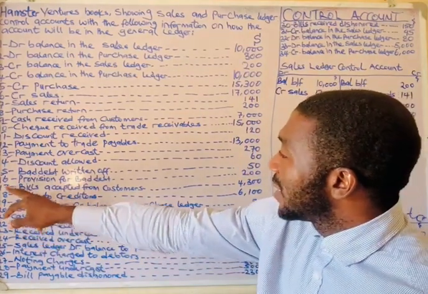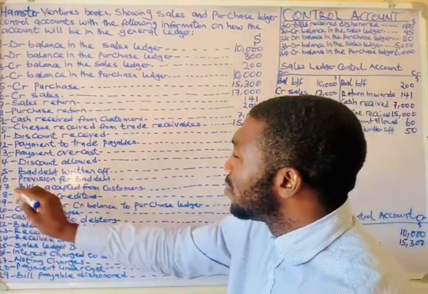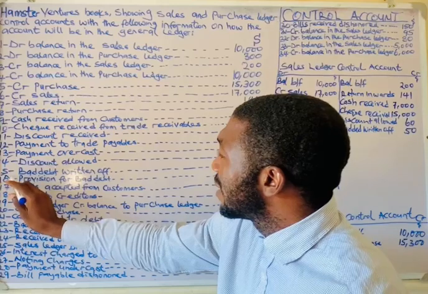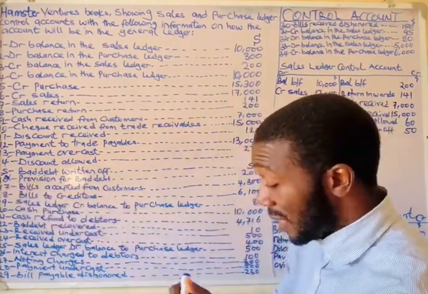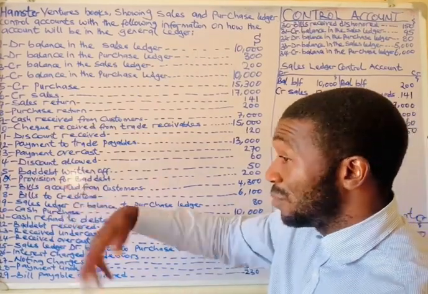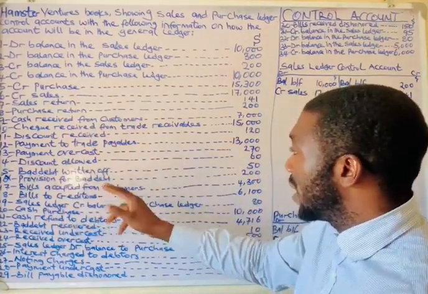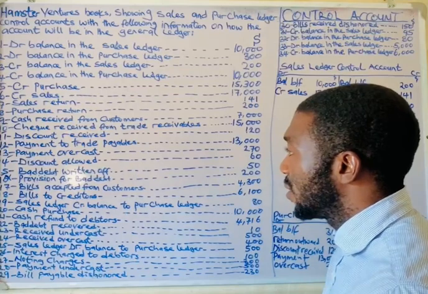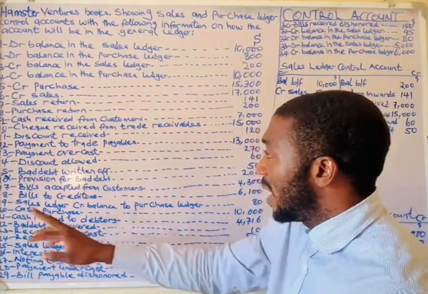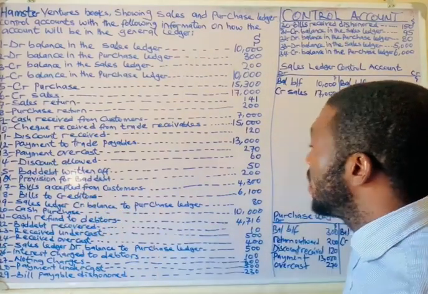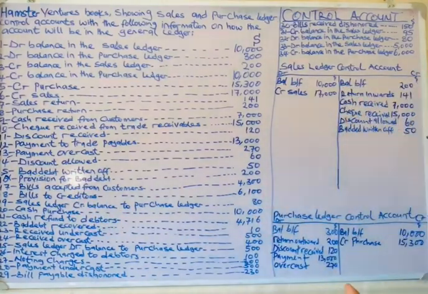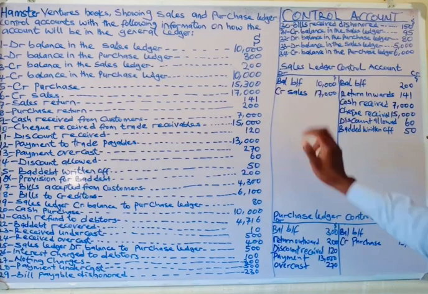So number 16, provision for bad debt. Provision, if you go back to my previous videos, you don't record transactions that have to do with estimation. That is provision. You're providing for bad debt. You should not go to our control account. It is only bad debt. And number 17, bill accepted from customer. We accept bill of exchange from our customers, so it will reduce this balance.